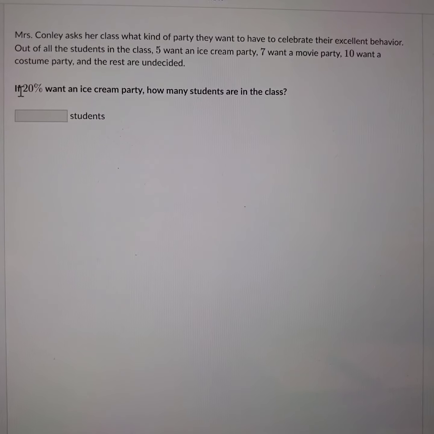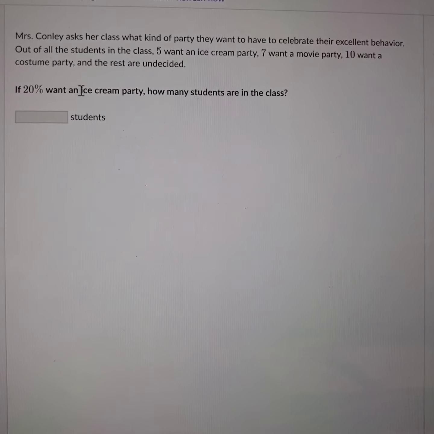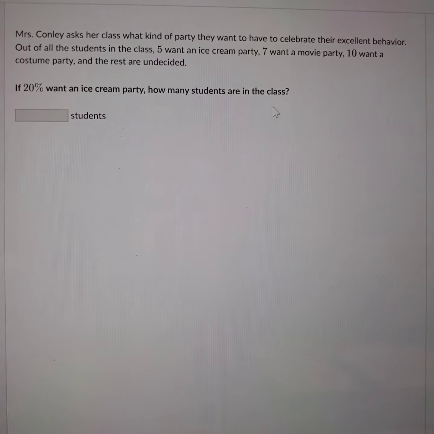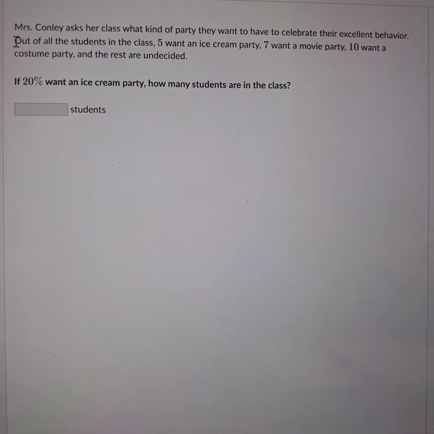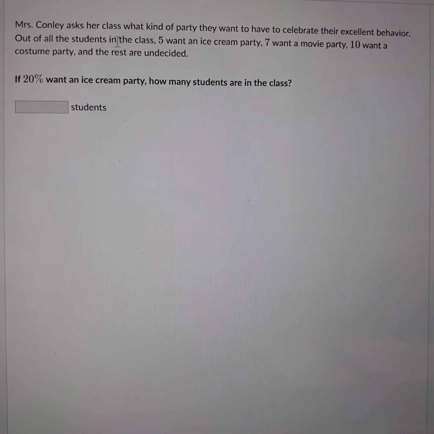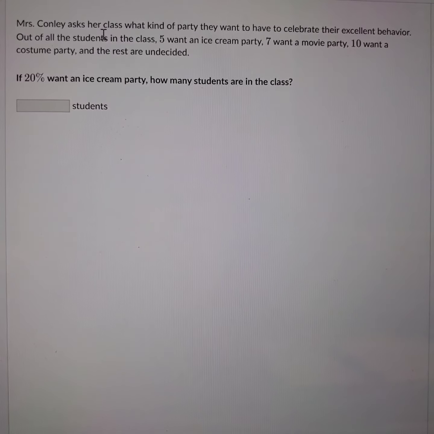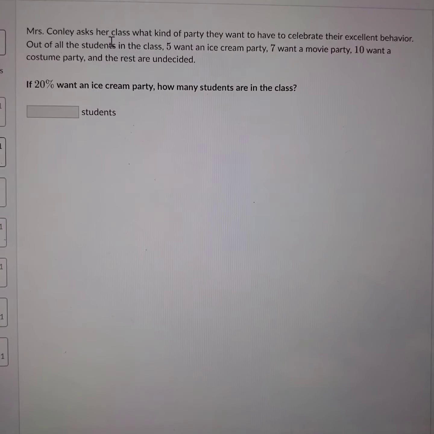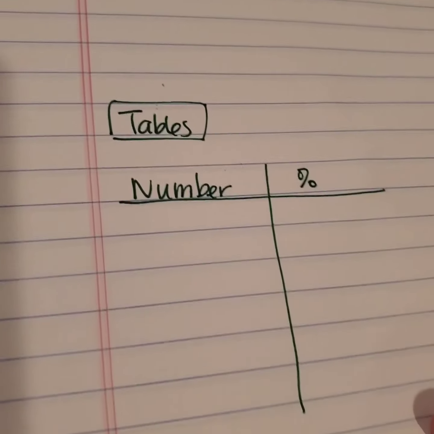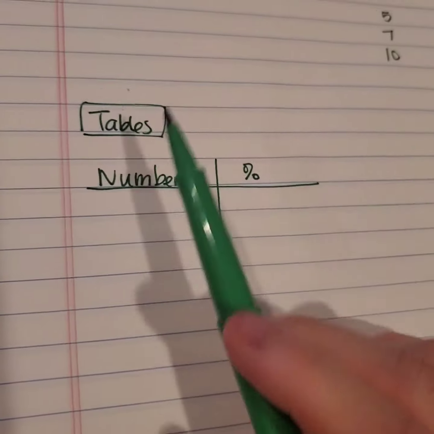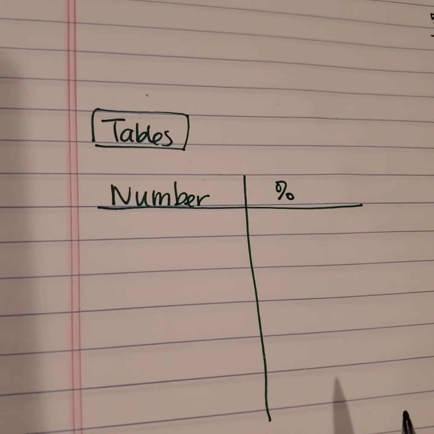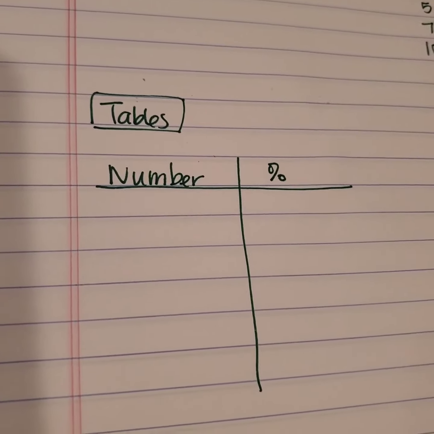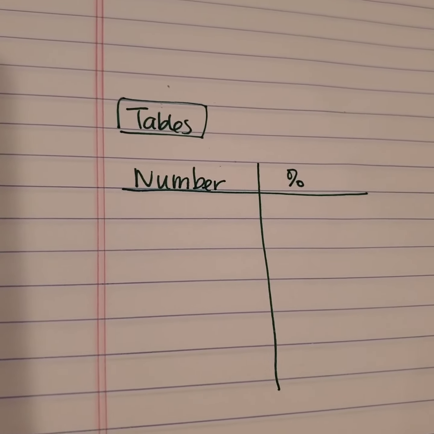Now my question is, if 20% want an ice cream party, how many students are in the class? Because it tells us out of all the students, it means that all the students is my total in this problem. So I'm going to bring this to my table setup. Remember, my table setup is number and then percent, 2 columns. So I'm just going to put all the information I have onto my table.